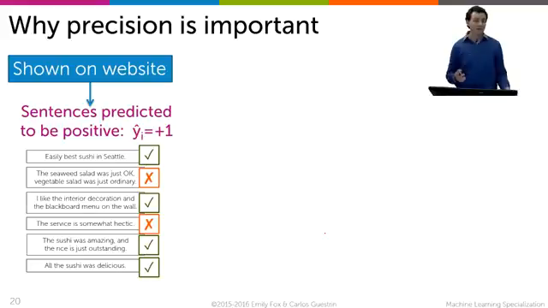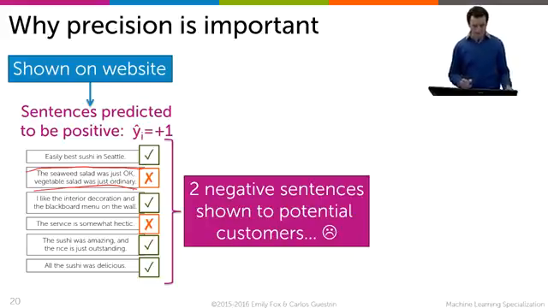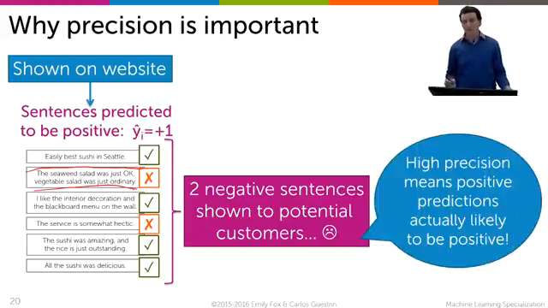Now, in the context of our application, what would happen would be, I'm going to show the 6 sentences on my website. Unfortunately, I ended up showing 2 negative sentences on my website. So, for example, I'll show this one here, which says, the seaweed salad was just okay. The vegetable salad was just ordinary. And so, basically, the salad sucked in my restaurant. And so, that might not be good. I don't want to show bad stuff on my website. So, I want to make sure that I'm high precision, which means things that are predicted to be positive are actually positive.